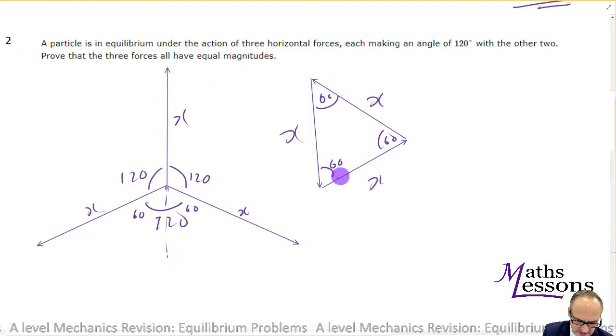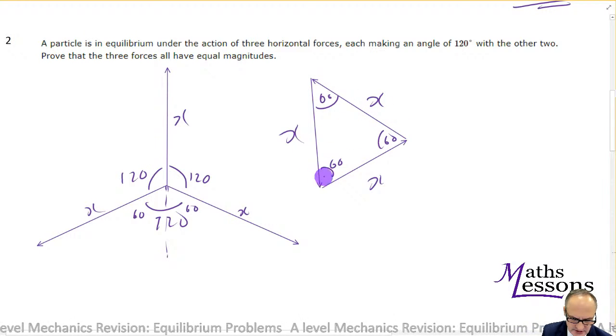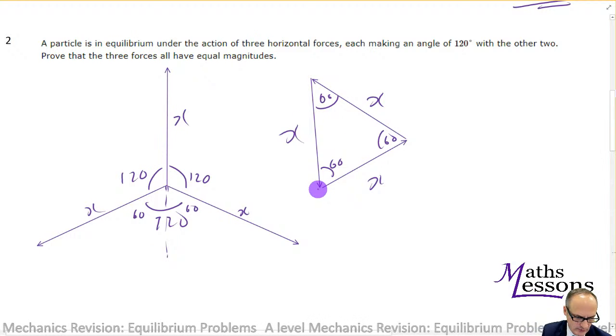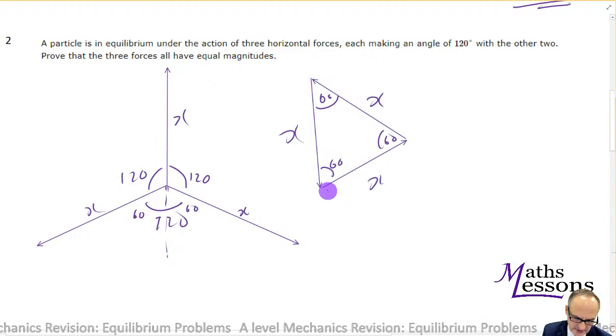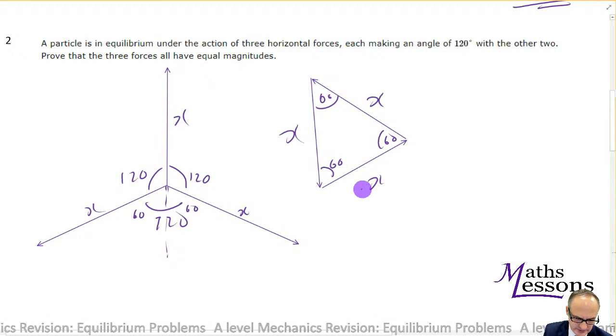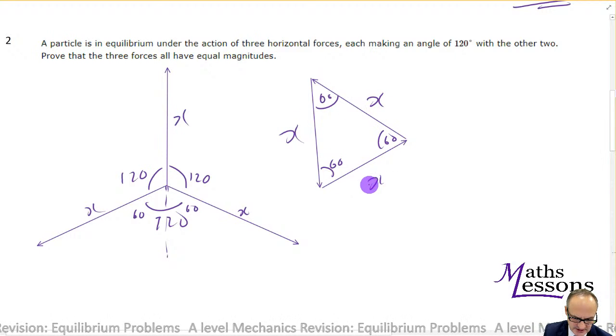And basically, because they form an equilateral triangle with each side equal to x and each angle equal to 60, they actually come back to the beginning. So therefore, they will be in equilibrium. So they must all have equal magnitudes if this is to be the case, because they each have angle 60. So therefore, each side must be the same length.